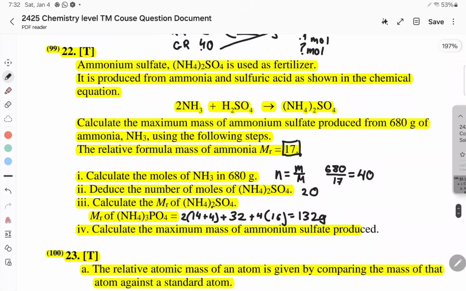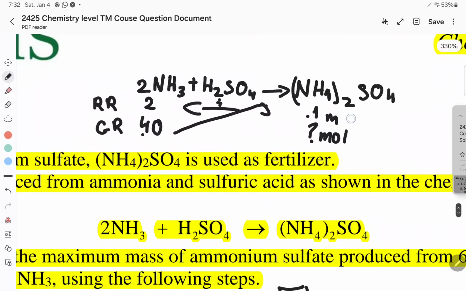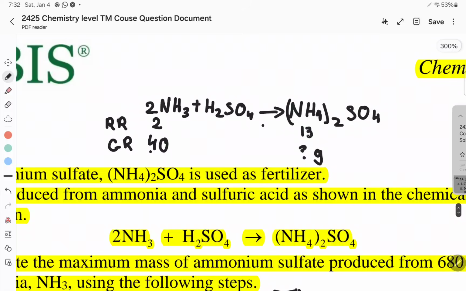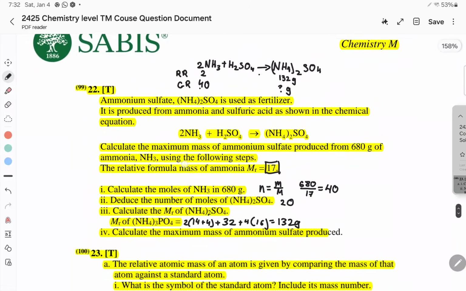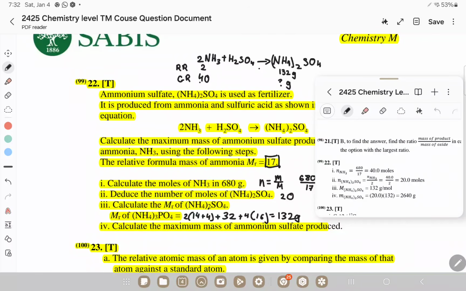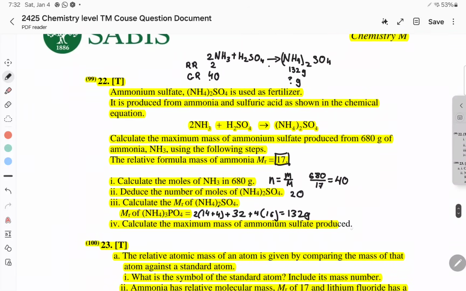Now we need to use this mass to calculate the maximum mass of ammonium sulfate produced. So now we delete the moles because we're not using the moles anymore. We're using the mass we found. How many grams? Using 132 grams, so 40 times 132 gives us 5,280, divided by 2 should give us 2,640. Let me check if it's correct. 2,640. Yes. So 2,640 grams.